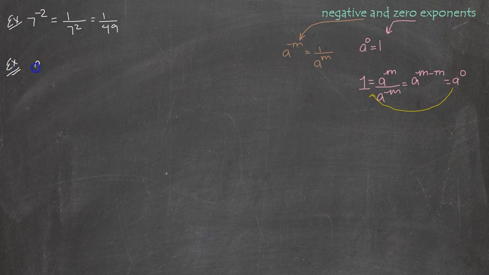How about a to the minus 5 times b to the 0? Okay, we have two things going on here. One, we have a to the minus 5. That's easy enough. That just means 1 over a to the 5th times b to the 0. Anything to the 0 equals 1. Done. Equals 1 over a to the 5th.